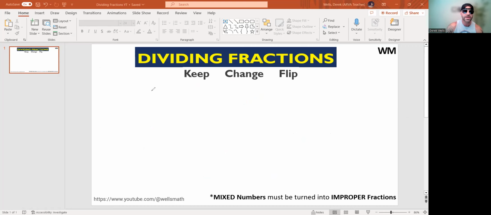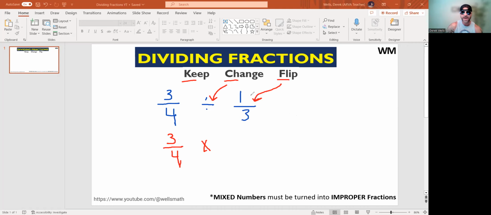Your next problem I have here is 3/4 divided by 1/3. We're still going to use our keep, change, flip. We'll keep the first fraction the same. We're going to rewrite our problem, 3/4. We are going to change division to multiplication. And you can do that if you flip the second fraction, which is the reciprocal. We'll put the 3 on top and the 1 on bottom.